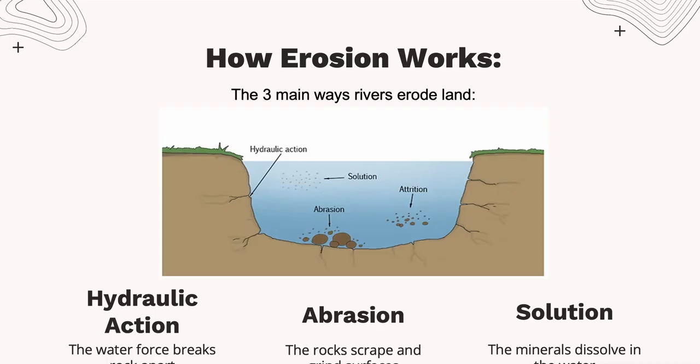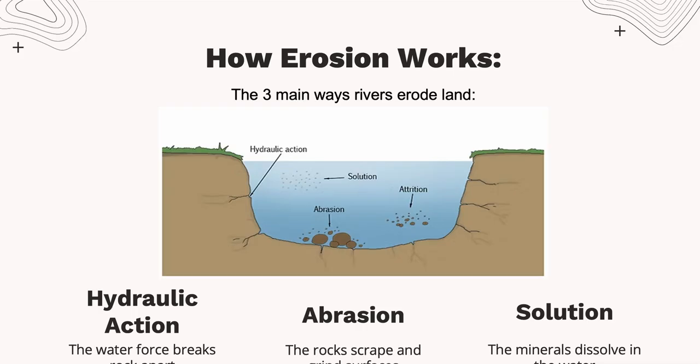How erosion works. The three main ways rivers erode land are hydraulic action, abrasion, and solution. So hydraulic action is the force of the water. The fast-moving water crashes into the riverbank and the bed and forces the rocks to break apart. The air gets trapped in the cracks and the pressure builds and then the rocks break, as you can see in this photo right here to the left.